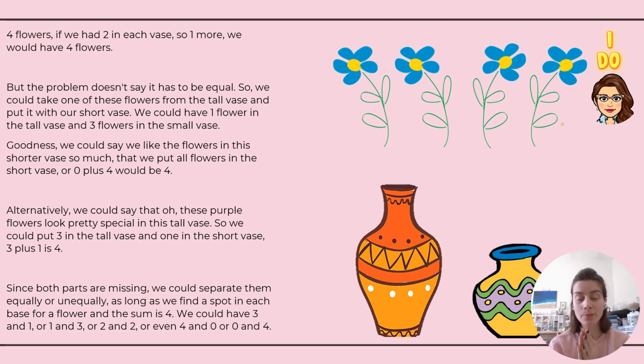So again, the problem didn't say it had to be equal. So we could show these different options, and you could actually write that down. You could say, Sarah could put 4 flowers in the larger vase and 0 in the smaller one, or she could put 3 in the larger one and 1 in the smaller one, and you could just show those different options to answer your question, or you could even just show 1.